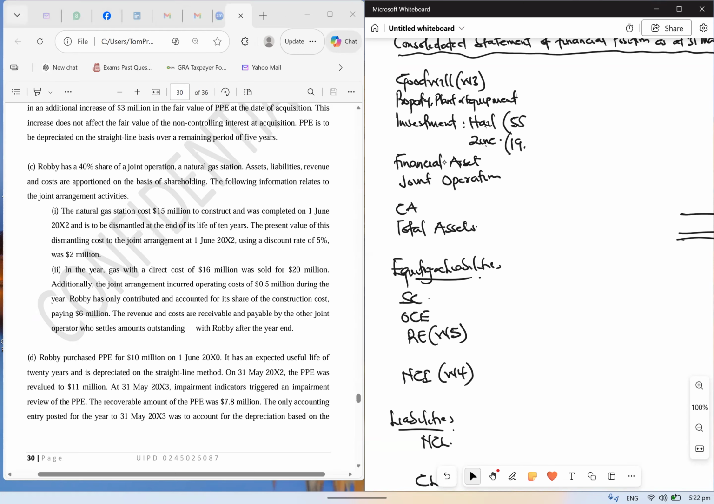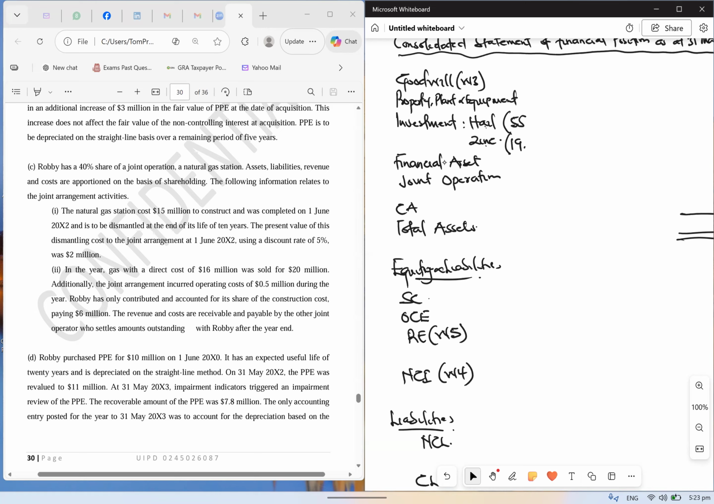Unwinding. Very good, so don't forget that. The unwinding will be a current liability, and it also affects your retained earnings. In the year, the gas with a direct cost of 60 million was sold. So that is the P&L part for 20 million. Cost to sell is 16, revenue is 20.